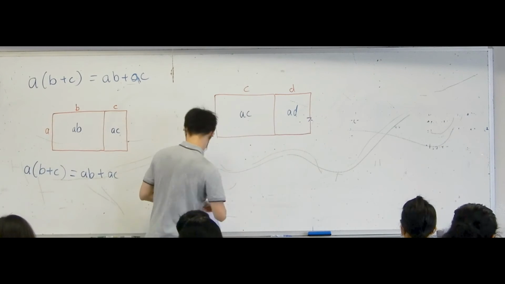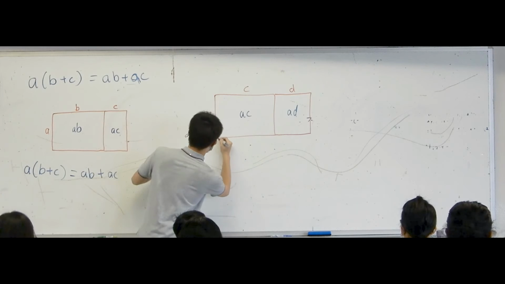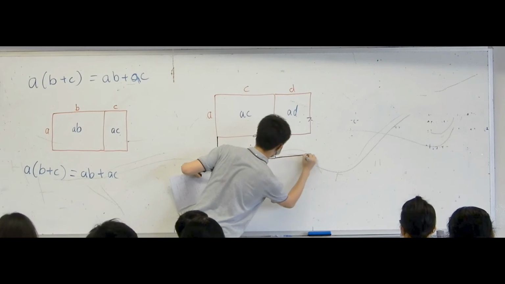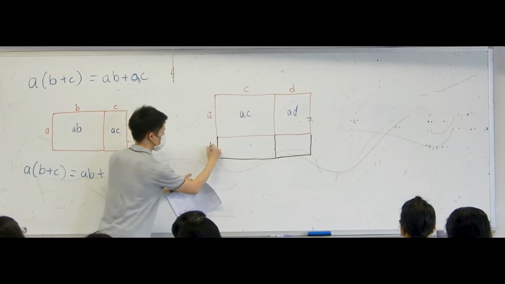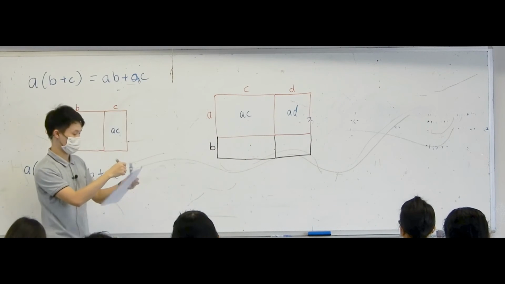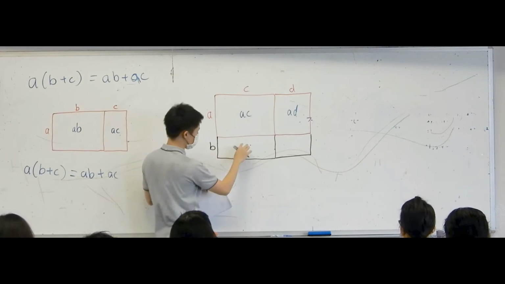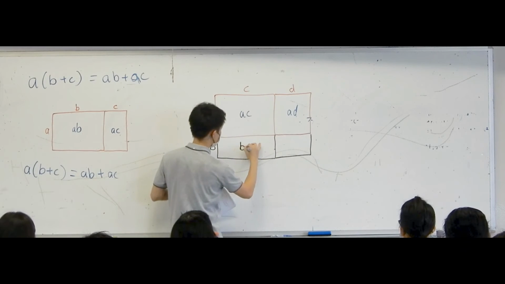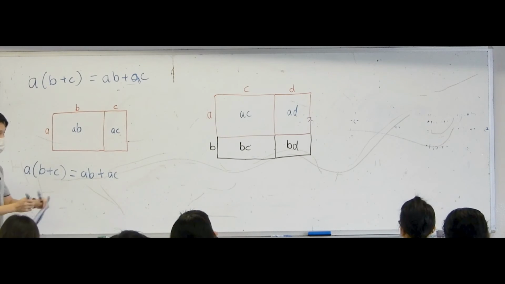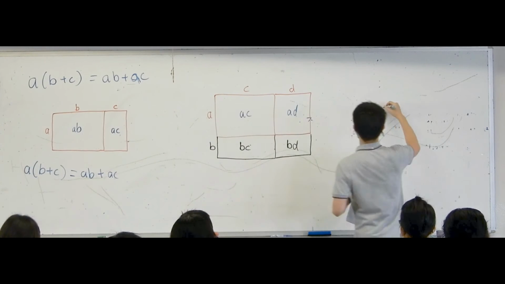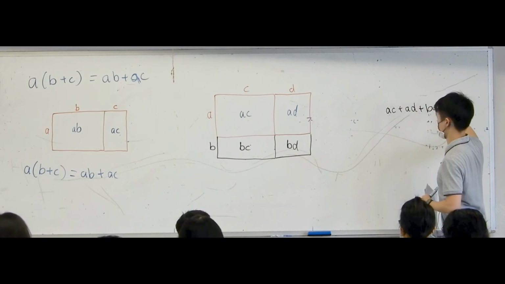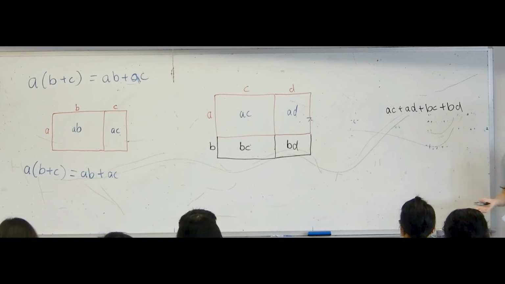Now I'm going to add another rectangle at the bottom. Okay, I'm going to call this B. Right? This is still C, this is still D, right? Now, the area of this rectangle here will be BC, and this one will be BD. Now, the total area here will be AC plus AD plus BC plus BD. Right? That's the total area.